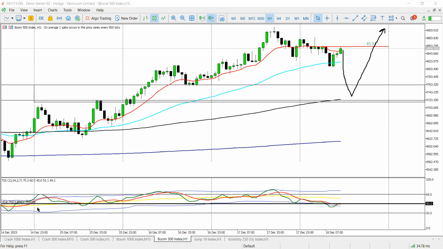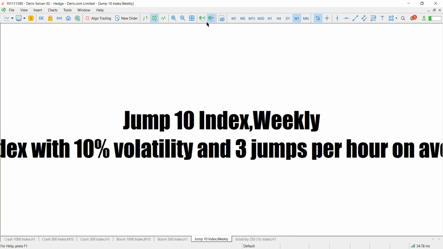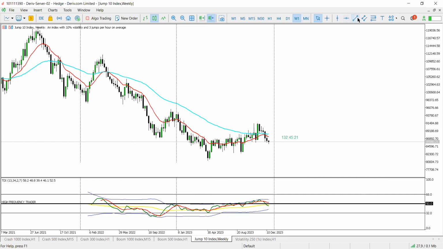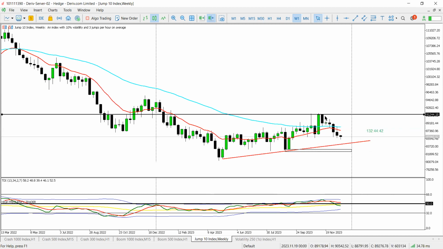Okay, so that's it for B500. Then J10. Okay, just from the glance, I remember from last week, this was well marked for a buy. I remember we had a trend line here. So I was hoping price would actually come and hit the trend line before we can maybe start looking for buys. So I've got the trend line, I've got this low here, just below the trend line.